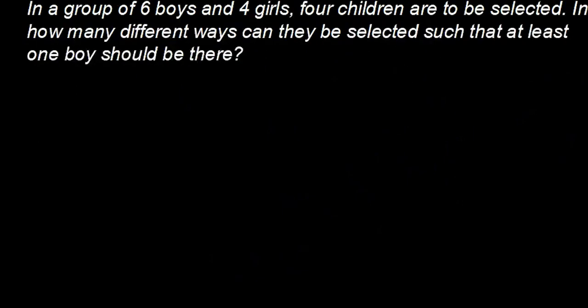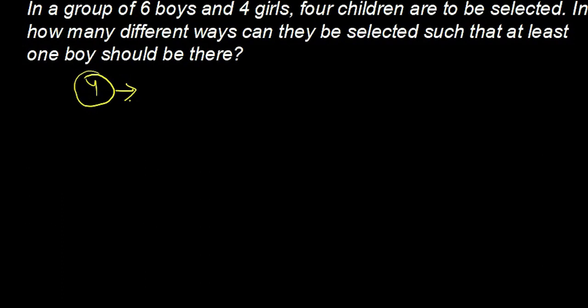In a group of 6 boys and 4 girls, 4 children are to be selected. In how many different ways can they be selected such that at least one boy should be there? At least one boy should be there. So 4 people have to be selected out of 4 girls and 6 boys. So what could be the cases? At least one boy should be there.